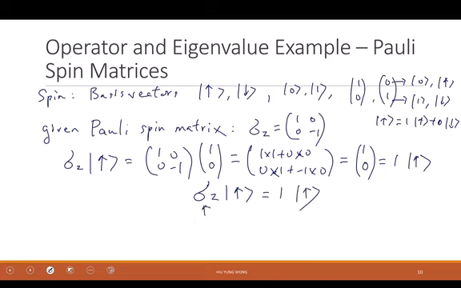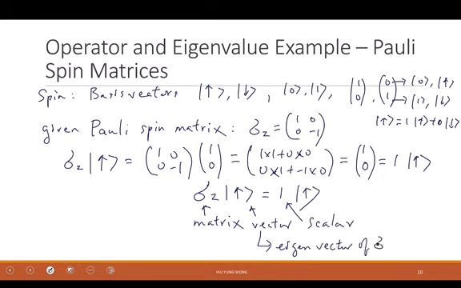Again, what is sigma z? Matrix? Vector? What is 1? Yes. Eigenvalue, scalar, right? So I apply a matrix to a vector, I get a scalar times the vector itself. So therefore, this is the eigenvector of sigma z. And this is the eigenvalue of sigma z, corresponding to that eigenvector.